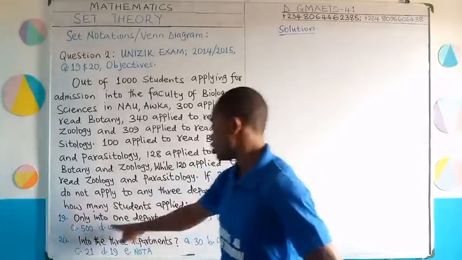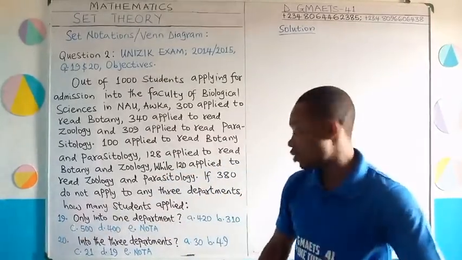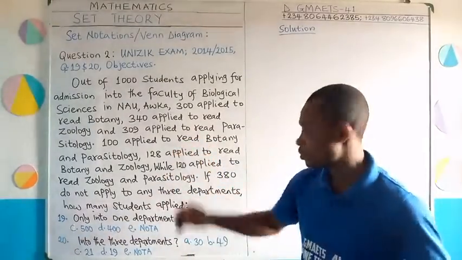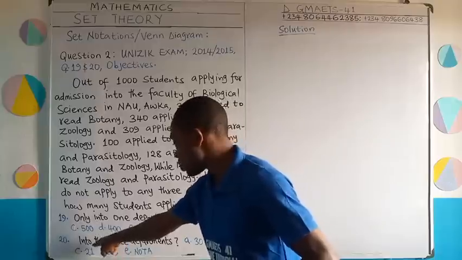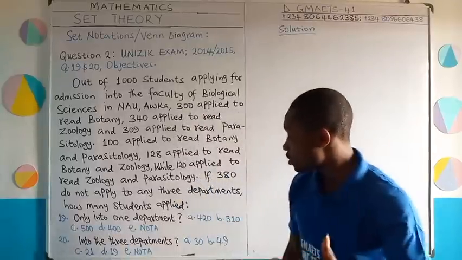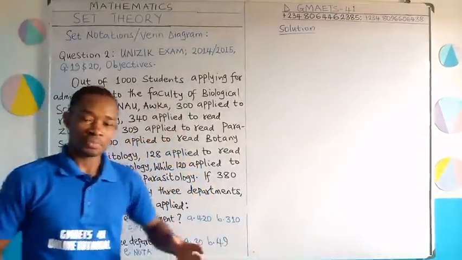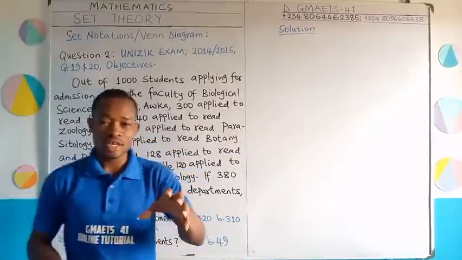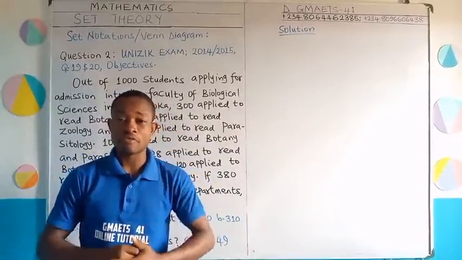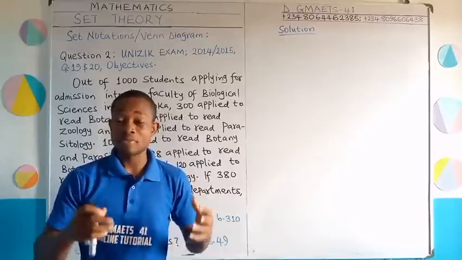to the first part of the question, only one department? We've got these options here. This is an objective question. And then the next part of the question is into the 3 departments. We've also got the options there. So how do we solve this problem? I want to say that using the idea or knowledge of Venn diagram solves this problem faster.